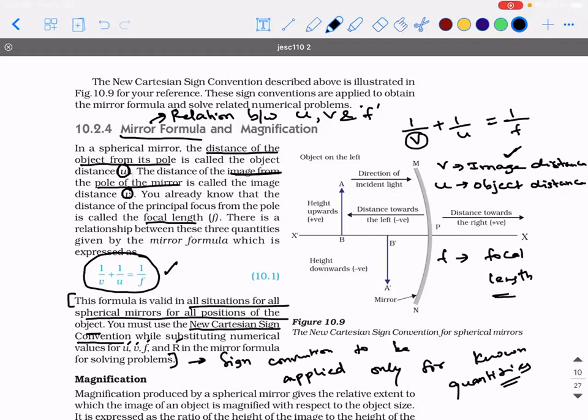Please make a note of all these points. Okay. Done?